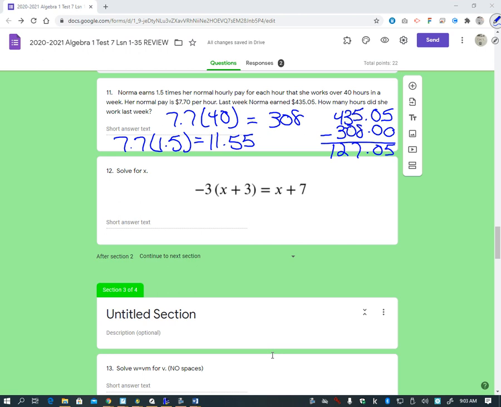Okay, I hear divide. What am I dividing? 127.05. I'm dividing that by what? 11.55. And what's that going to tell me? How many hours that she worked overtime, right? She worked 11 hours of overtime. Okay, 11 hours overtime. And because we're looking for a total number of hours, we have to add 11 back to what? The original 40 hours. So 40 plus 11 is 51 hours.